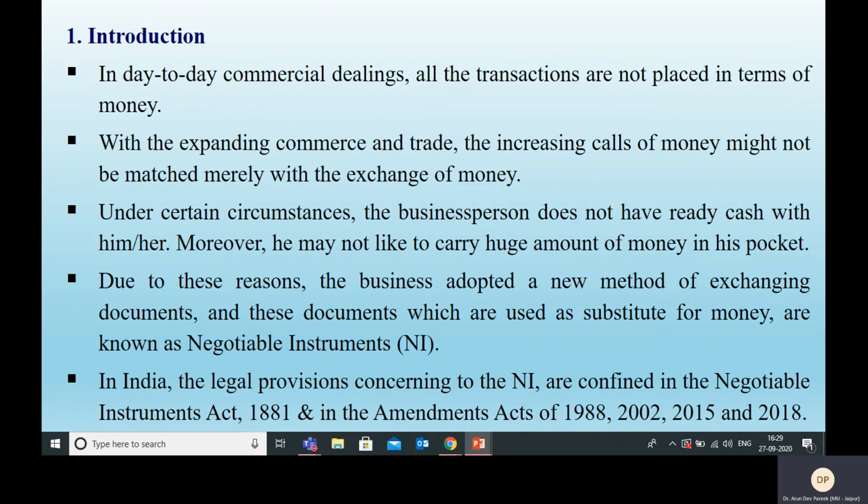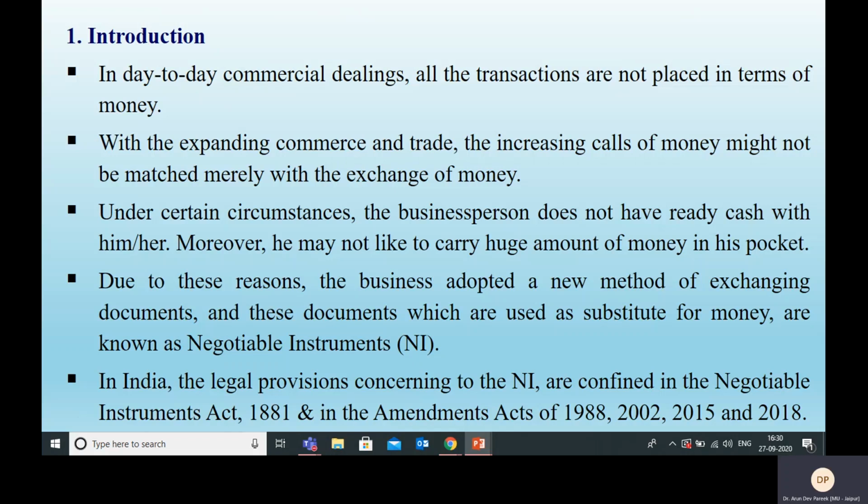In the introduction part, as far as the commercial dealings are concerned, in day-to-day commercial dealings, all the transactions are not placed in terms of money. There are very many different factors as well. They play an equally important role. With the expanding commerce and trade, the increasing calls of money might not be matched merely with the exchange of money. Under certain circumstances, the business person does not have ready cash with him/her.